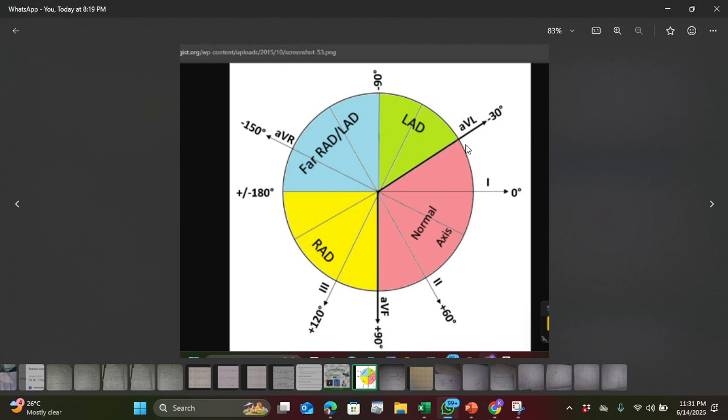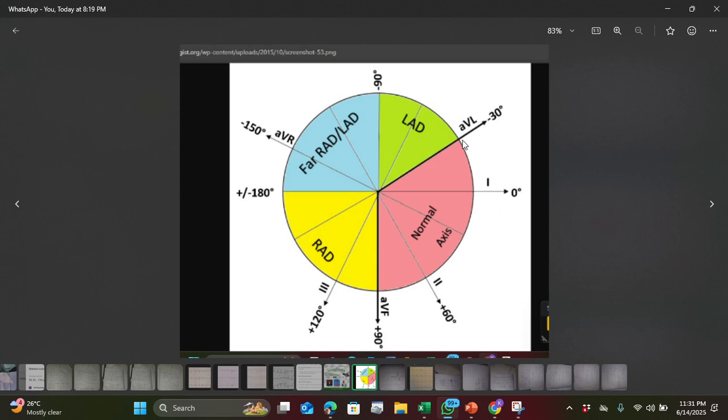Now, like I said, aVL is minus 30, lead 1 is 0 degrees. You have to really cram all these degrees. Lead 2 is plus 60, aVF is plus 90, lead 3 is plus 120, there's plus or minus 180, then aVR is minus 150, and then minus 90 degrees. So that is basically the leads.